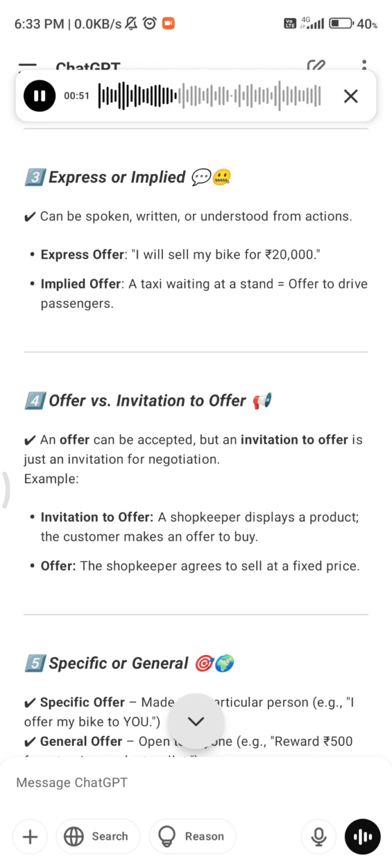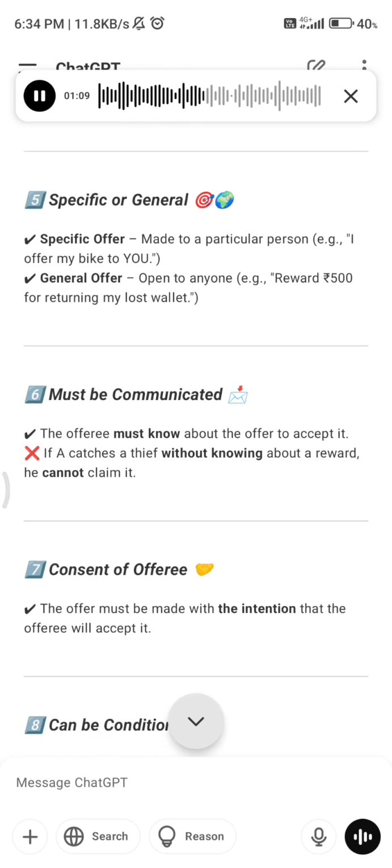4. Offer versus invitation to offer. An offer can be accepted, but an invitation to offer is just an invitation for negotiation. Example, invitation to offer: a shopkeeper displays a product, the customer makes an offer to buy. Offer: the shopkeeper agrees to sell at a fixed price.